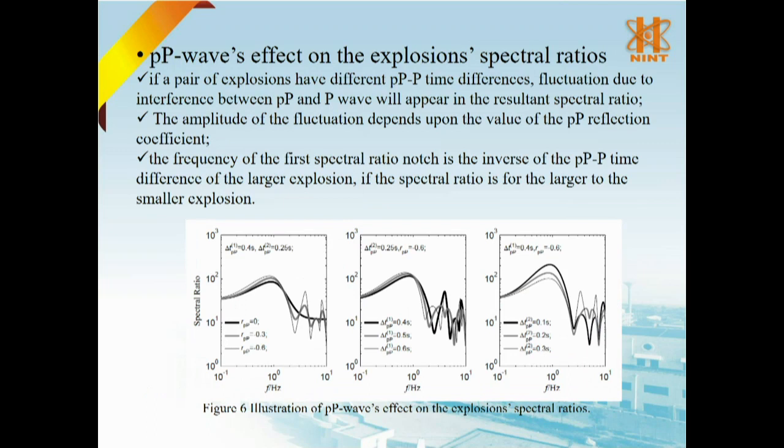We can show the pP wave's effect on the explosions in this slide. If a pair of explosions have different pP time differences, fluctuation due to the interference between the little p, big P and P wave will appear in the resultant spectral ratio. The amplitude of the fluctuation depends upon the value of the pP wave reflection coefficient, and the frequency of the spectral ratio's fluctuation is the inverse of the apparent pP time difference of the larger explosion if the spectral ratio is for the larger to the smaller one.